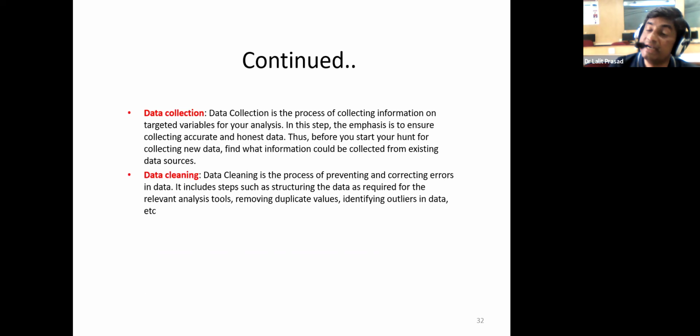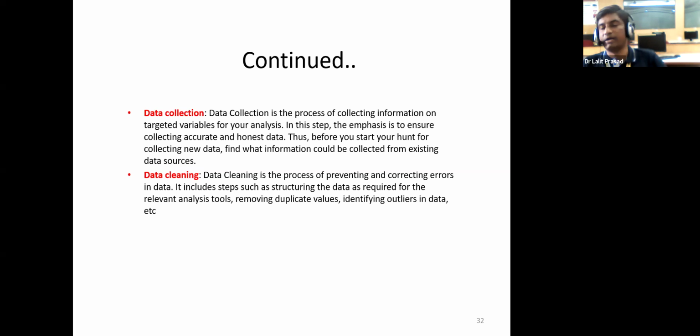Then we are talking about data cleaning. What is data cleaning? Before you do the analysis, you have to see whether your data is proper or not, and whether it is as per the requirement or not. So data cleaning is the process of correcting errors. If some duplication is there, for example a row has come twice, the same data, you have to remove one. Such data is required to be relevant, removing duplicate values and identifying the outliers in the data.